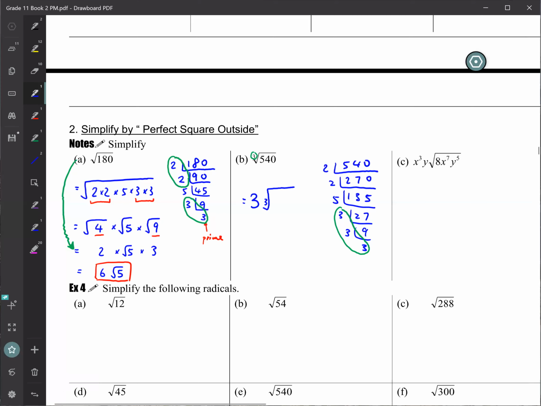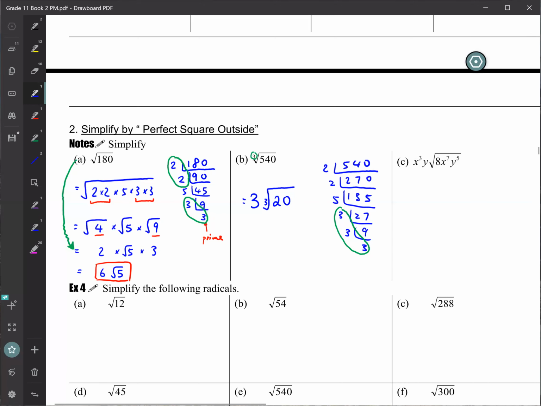Harry, what number stays in? 20. 20, okay. How do you get the 20? Can you tell us? 2 times 5. Yes, excellent. Okay, so 20 left inside.